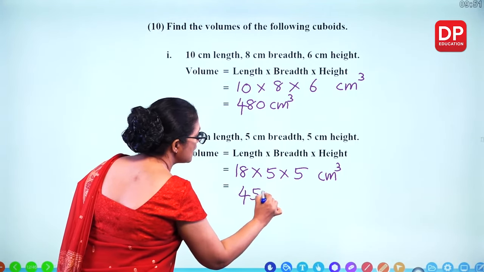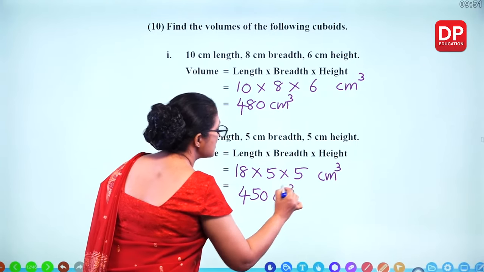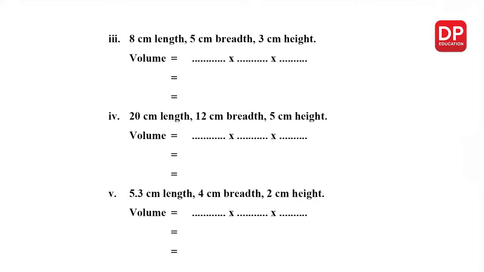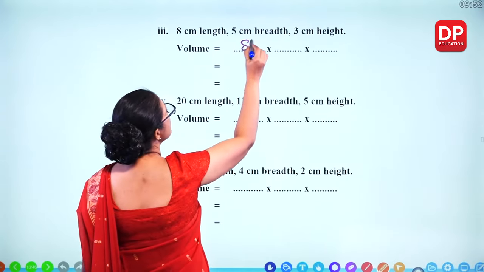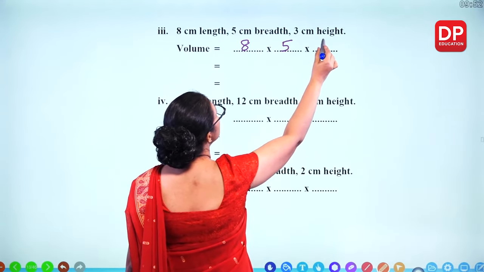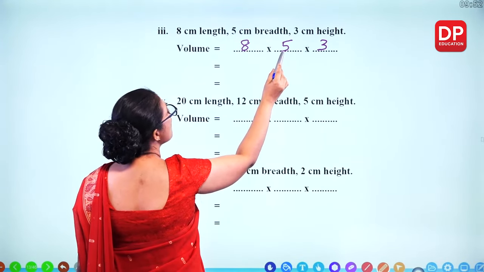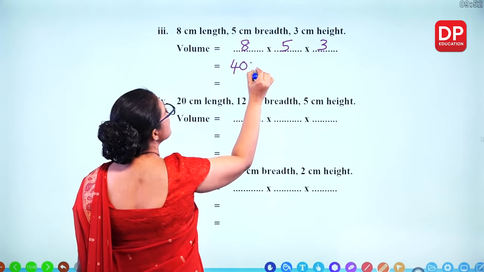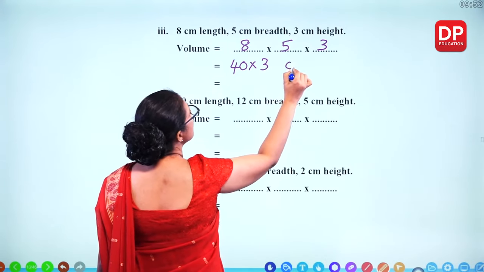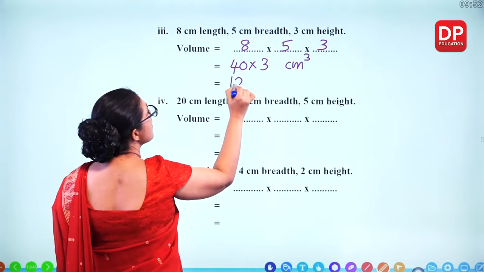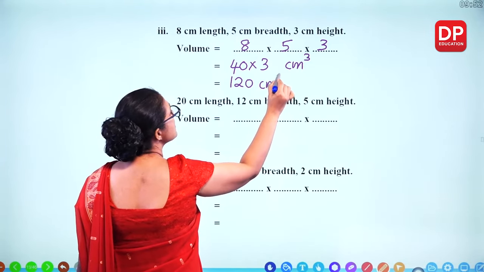450 cubic centimeters are there. What's the volume of this one? 8 centimeter length, 5 centimeter breadth and 3 centimeter height. So 8, 5, 3. When you multiply, 8 times 5, 40. 40 times 3. Unit is cubic centimeters. So you get 120 cubic centimeters.